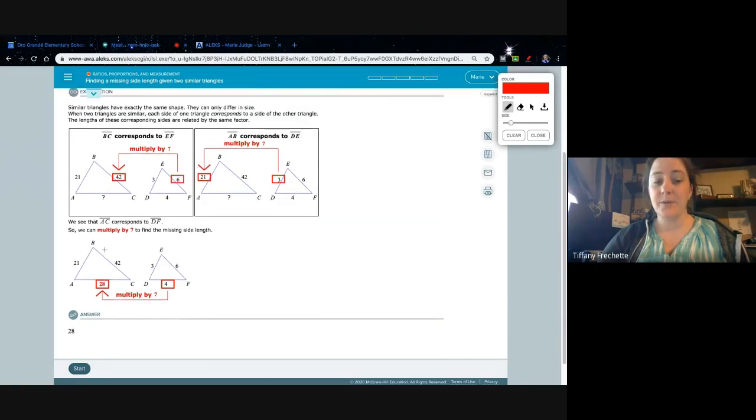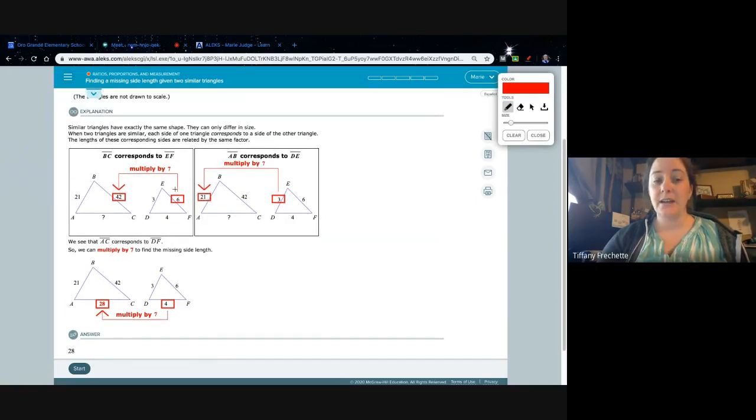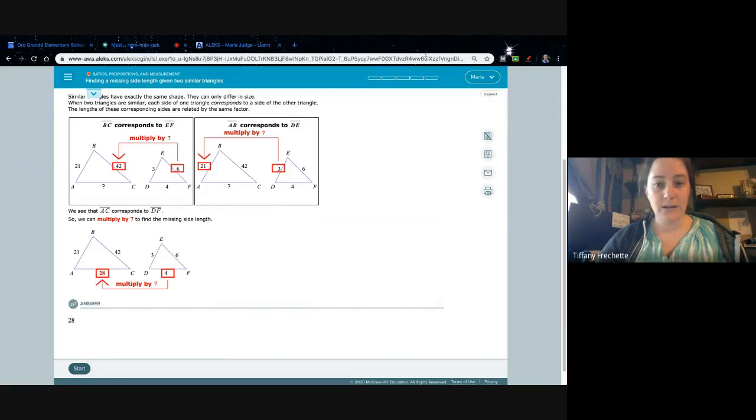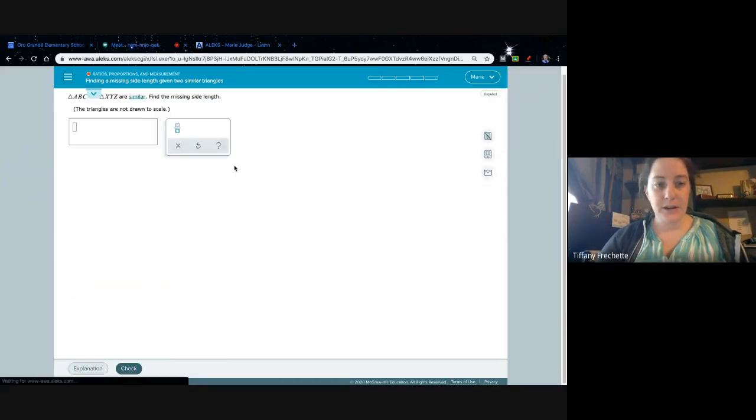So they're not even doing a full proportion. They're just saying they want you to find the relationship and then multiply or divide, depending on what you're doing. So let's go ahead and go to the next page.